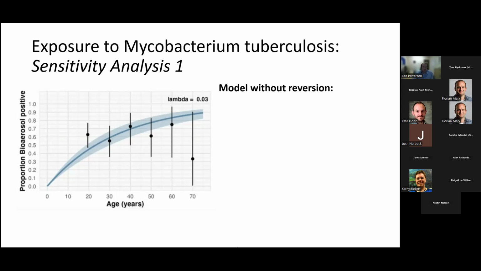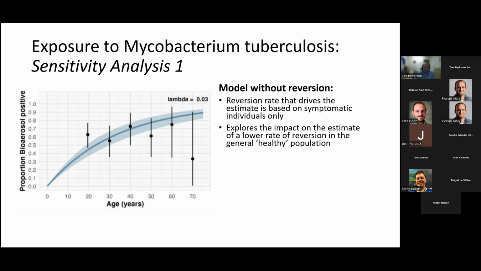So a model with no reversion produced this plot in terms of the seropositivity. And the reversion rate here would basically suggest that healthy people don't revert and remain lifelong positive. If this were the case, this would give a much lower rate of exposure of just 0.03 per year.